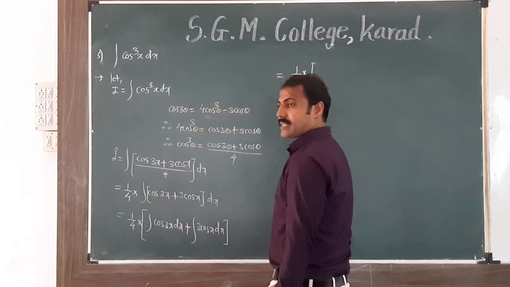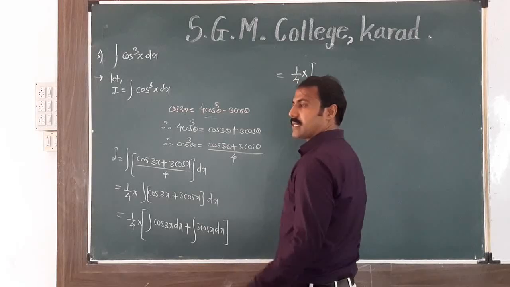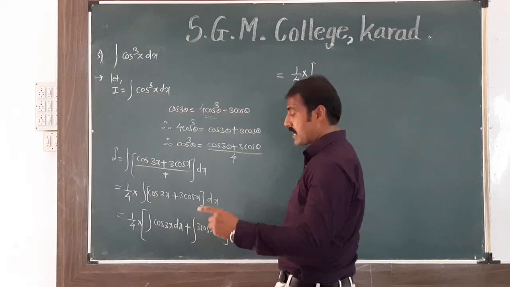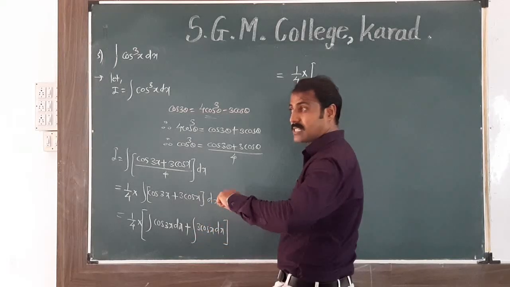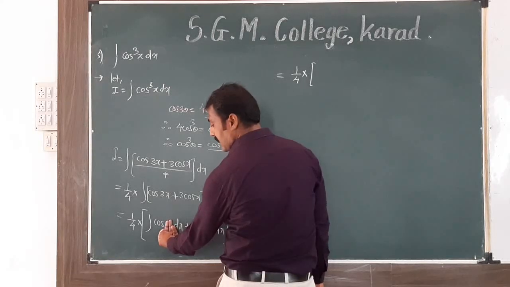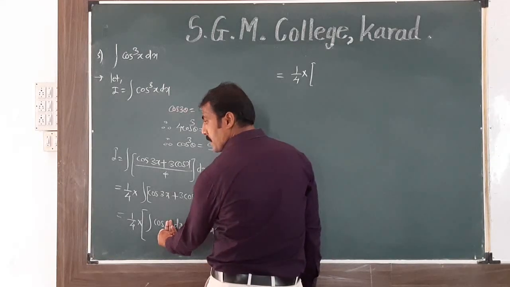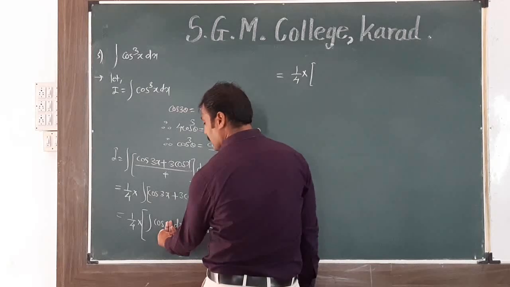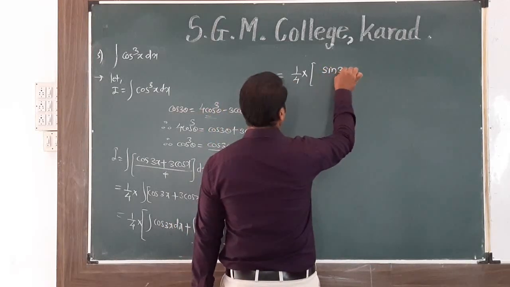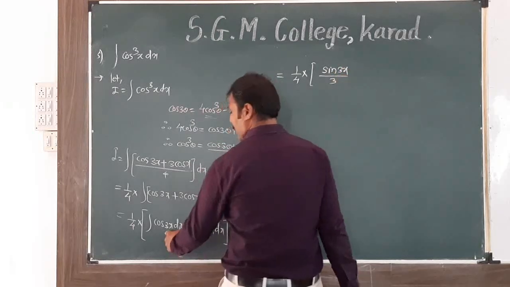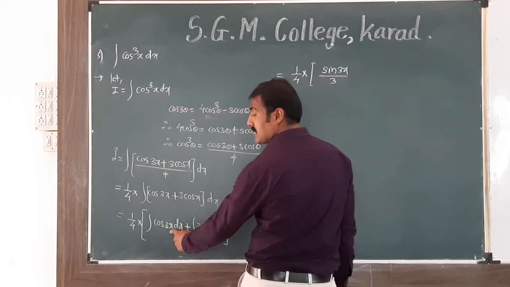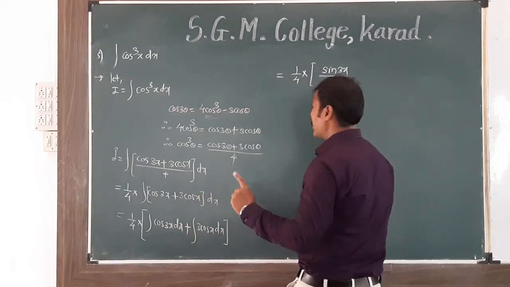Okay, find the integration of cos 3x. Integration of cos 3x is what? The derivative of sin x is cos x, so integration of cos x is sin x. Consider 3x as a single variable. Integration of cos x is sin x. So integration of cos 3x is sin 3x divided by the coefficient of x, that is 3, because 3x is a linear expression.